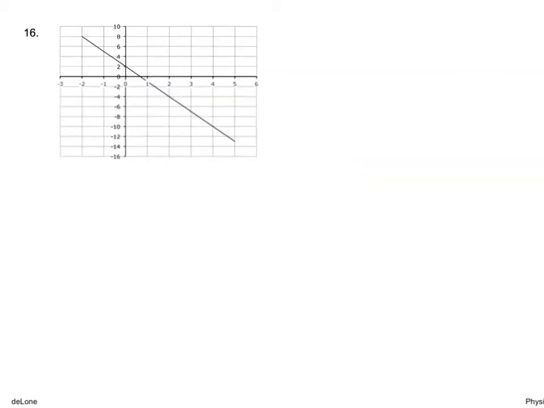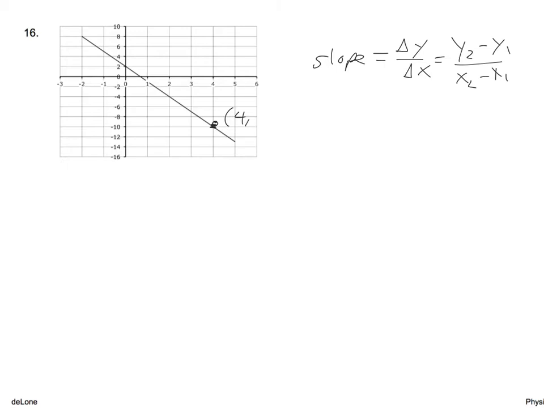All right, moving on to the next problem. Same basic process here, starting with slope is delta y over delta x, or y2 minus y1 over x2 minus x1. I'm going to first pick some points here. So I have this point that intersects nicely, so that's going to be (4, -10). It's going to be my first point. My second point here, right there, where it intersects the y-axis, that's going to be the point (0, 2). So that's going to be point 2. So I'm going to go ahead and use those to calculate my slope.